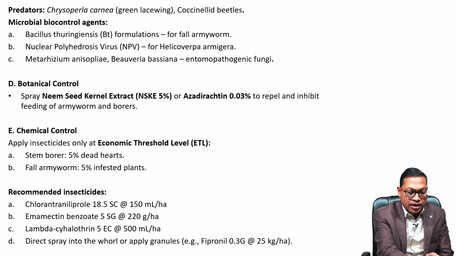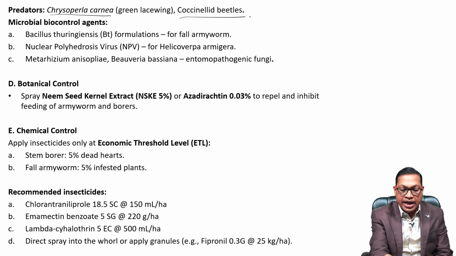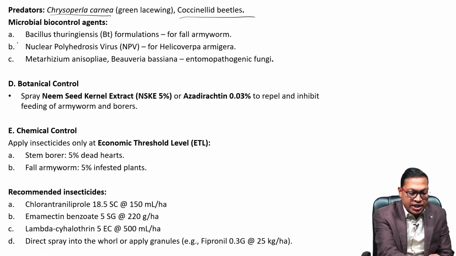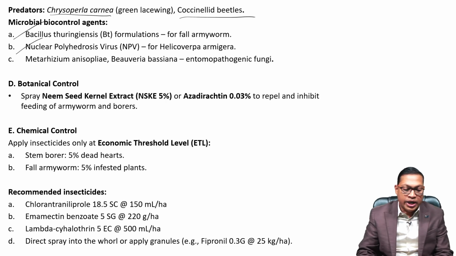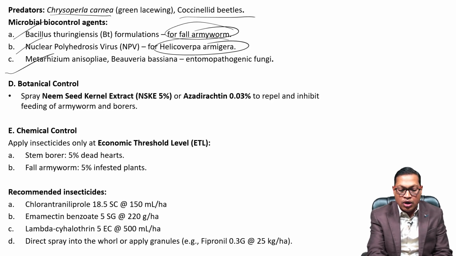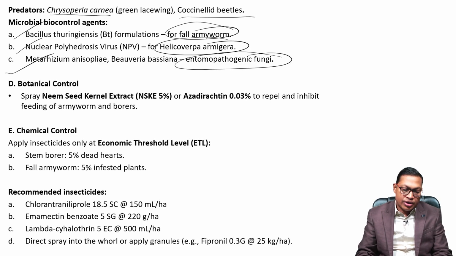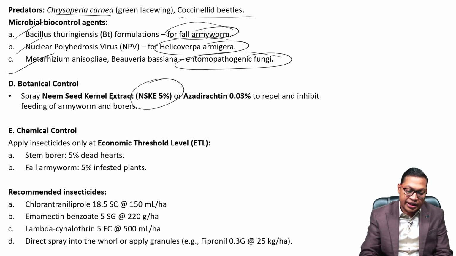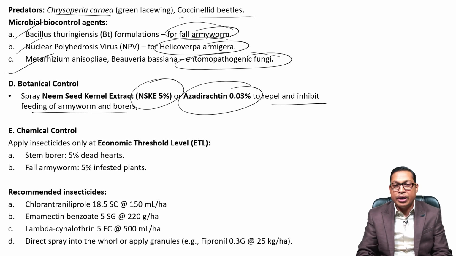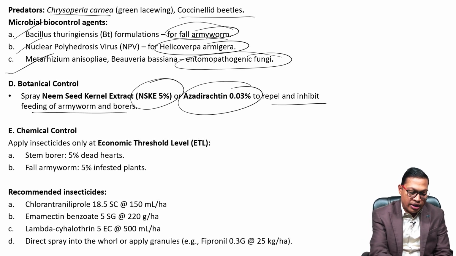Some predators like Chrysoperla carnea or the coccinellid beetles are very important predators. Then biocontrol agents like Bacillus thuringiensis and nuclear polyhedrosis virus for Helicoverpa armigera, and BT is used for fall armyworm, and Metarhizium anisopliae or Beauveria bassiana as entomopathogenic fungi. Then there are examples like neem seed kernel extract and azadirachtin to repel or inhibit the feeding of armyworm and borers.